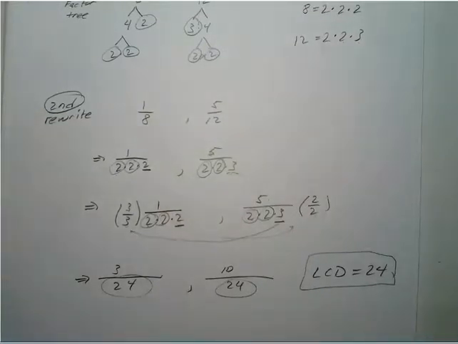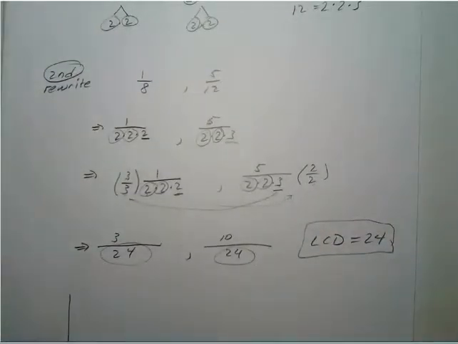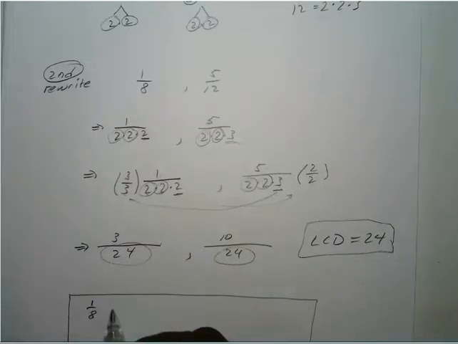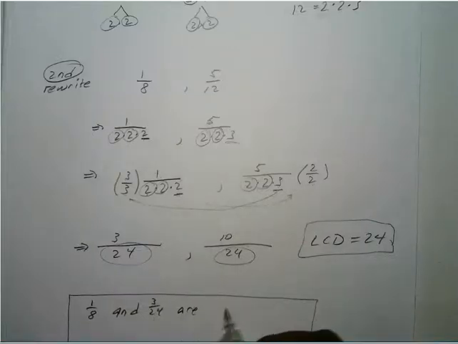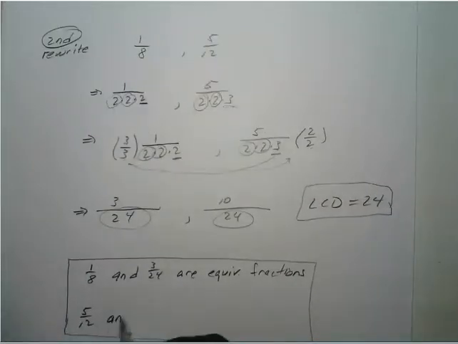Okay, so this also teaches you how to get equivalent fractions. All right, so just a note that 1 over 8 and 3 over 24 are equivalent fractions. And 5 over 12, let me move that up, and 10 over 24 are equivalent fractions.